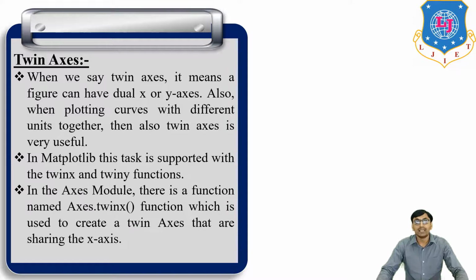Okay. In the axes module, there is a function named axes.twinx() which is used to create a twin axis that shares the x-axis. It means, for example, there are two graphs, and in both graphs the x-axis is the same, so they share the x-axis in common, that is twin axis. Okay.